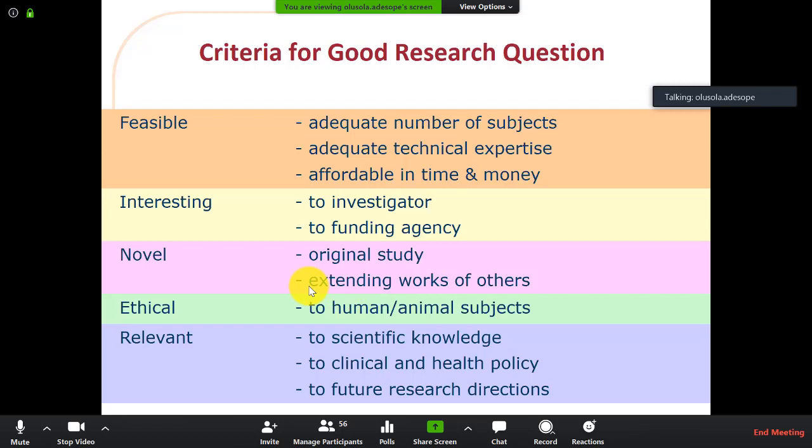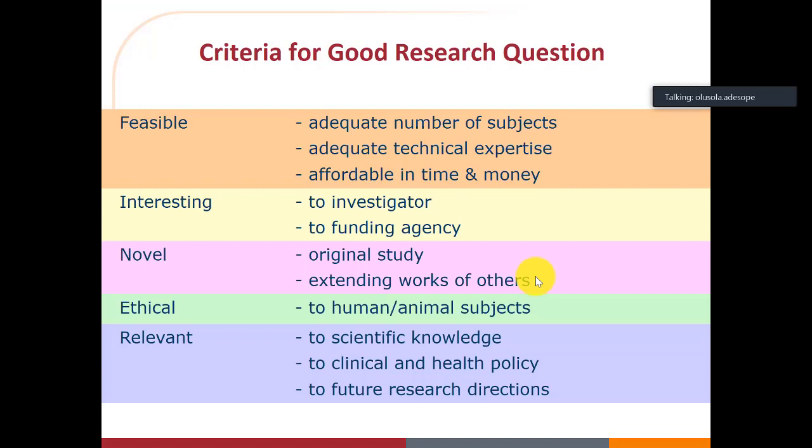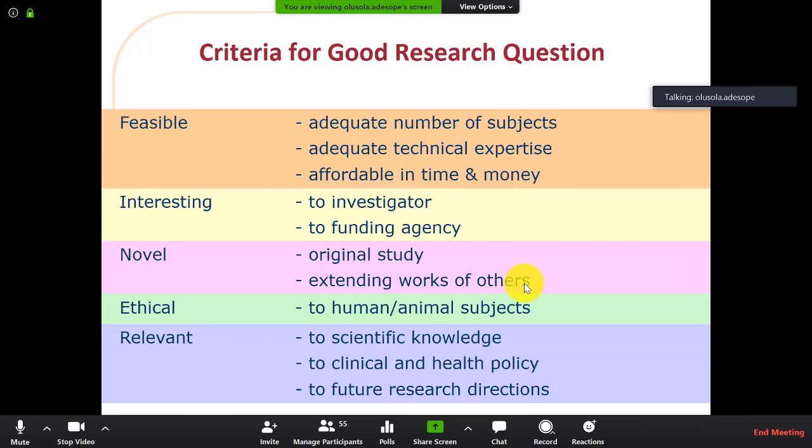Replication studies are important because we need to be able to examine robustness of findings. Is a particular finding in America robust or replicable when different participants are drawn from different environments, different places, or under different settings? So it really should be novel in terms of conducting original study and extending the work of others.